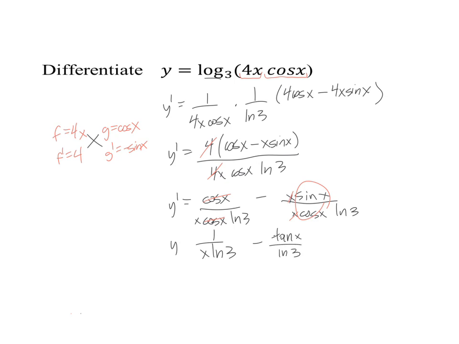So we could stop there, or I can see one more little thing: if we want to factor out a ln 3 on the bottom, we could even write it as 1 over ln 3, and then we'd have 1 over x minus tan x. And that would be pretty much as far as we could go with that one.